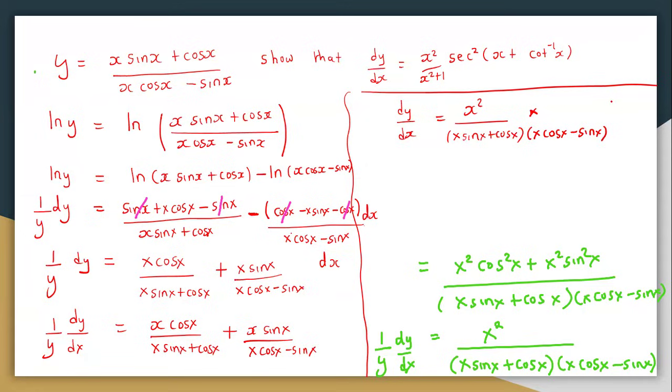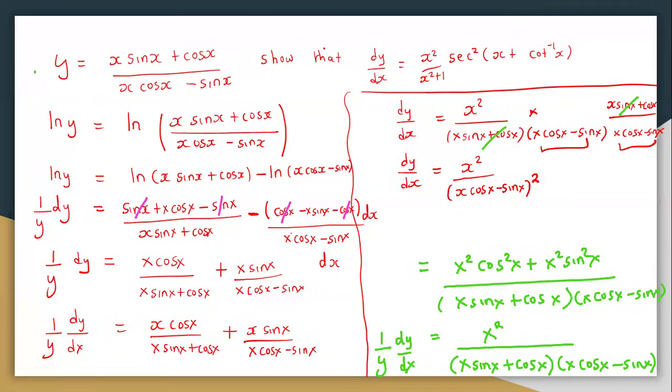But what is y? Y is x sine x plus cos of x, everything divided by x cos of x minus sine of x. So what are you noticing? That this and this are the same. So that means that your dy dx gives you x squared out of x cos of x minus sine of x, but everything squared. This is 1 and this is the second. So members, are we together up to that point?